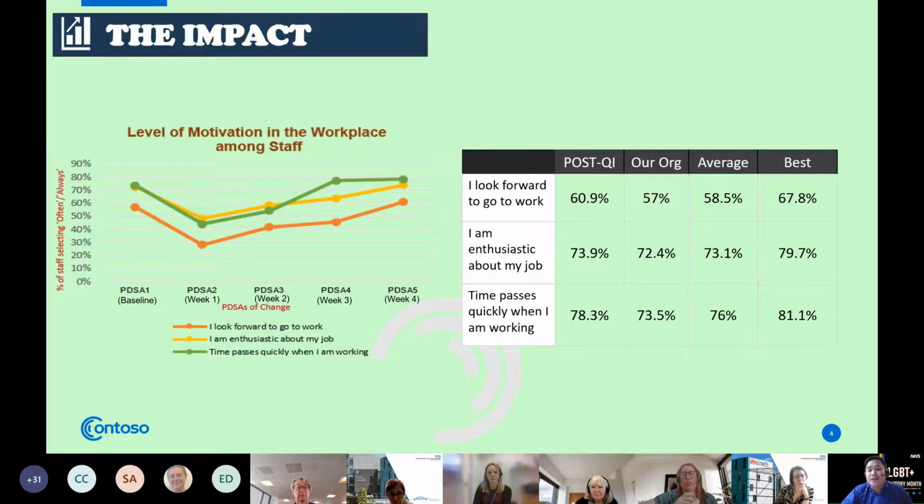Now, if you would refer your attention to the right side of your screen, on the first row, you can see the post-QI numbers, and it goes to show that the post-QI numbers are actually higher compared to our own organization's numbers in terms of levels of motivation. And to put the cherry on top, the post-QI numbers are actually higher compared to the average level of motivation in the NHS across the board. So I think it is fair to say that it made some positive changes.